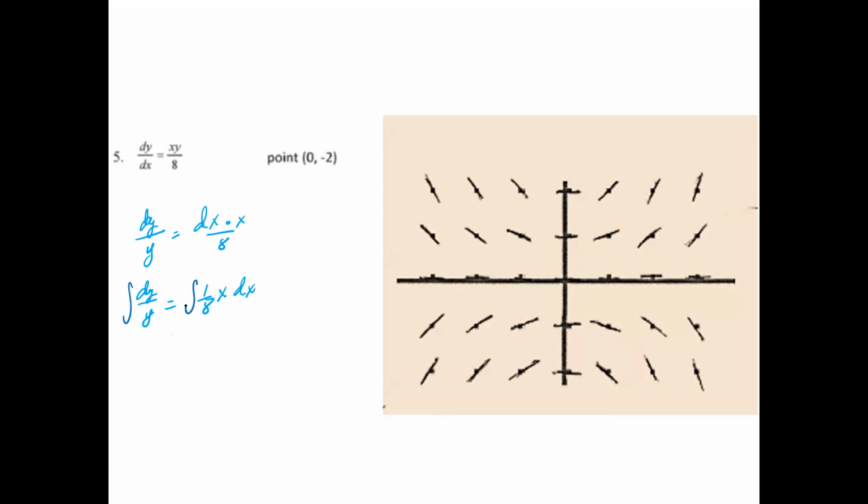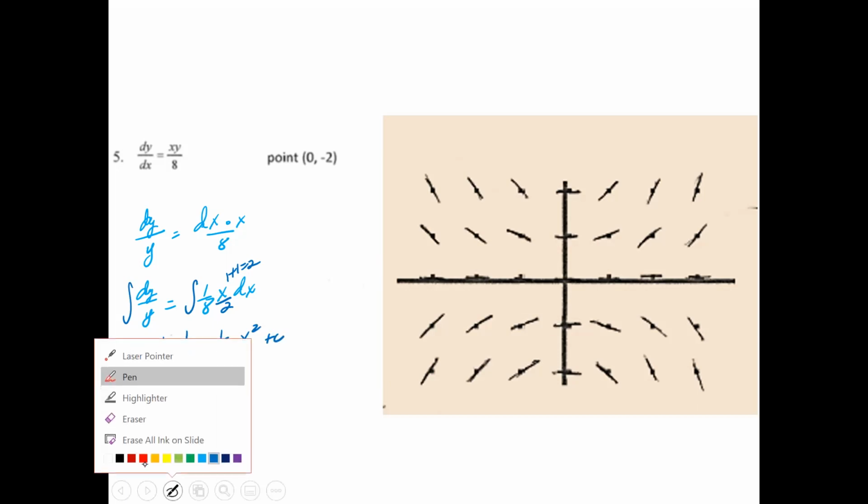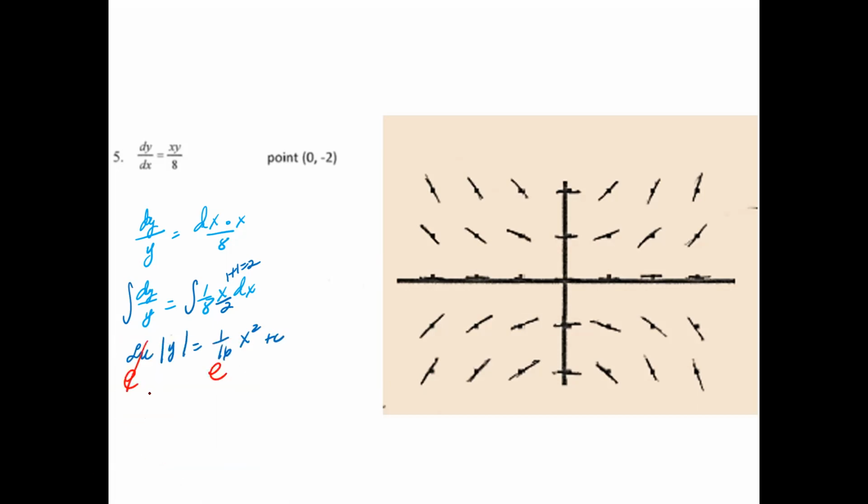Now let's go ahead and integrate both sides. The integral of 1 over y is just ln y. On the right side, you're going to do 1 plus 1, which is 2, divided by 2, giving 1 over 16 x squared plus c. To get rid of the ln, you insert e on both sides. So y equals e to the x squared over 16 plus c. Now this c, you can actually bring down to the e. So y is c e to the x squared over 16.